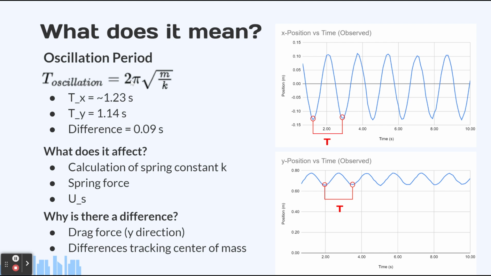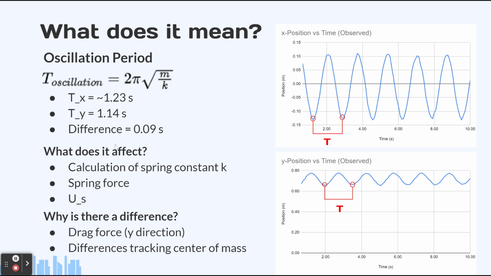For the oscillation period, I was able to calculate the oscillation period for both the x and y positions just by looking at the data for the positions. So the oscillation period for the x direction was 1.23 seconds. For the y direction was roughly 1.14 seconds, with a difference of 0.09 seconds.